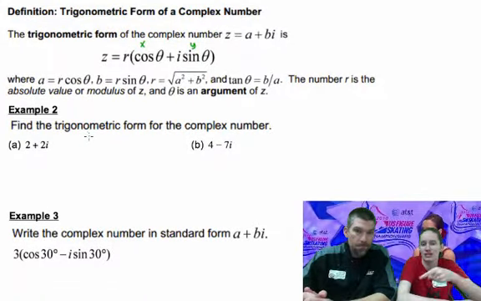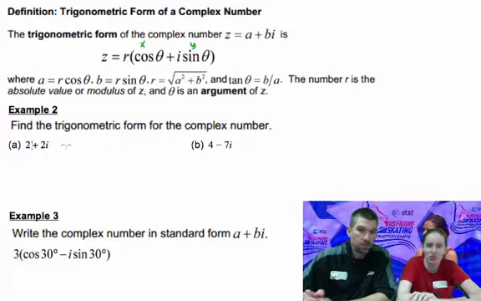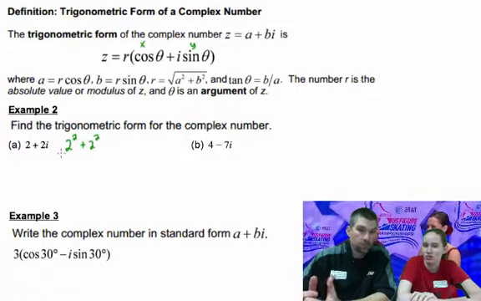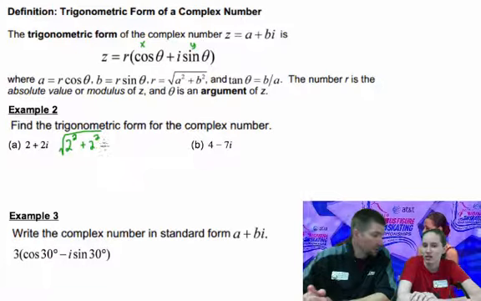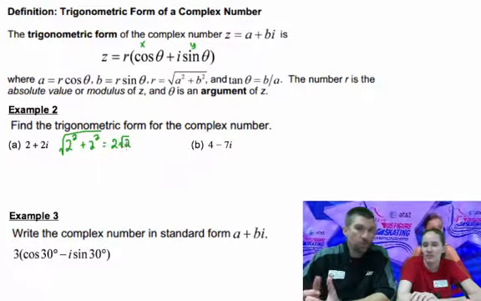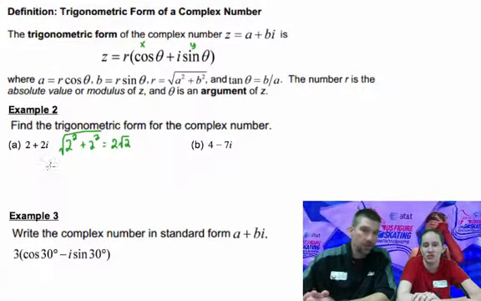But here's the deal. We're going to find some trigonometric forms of complex numbers. Let's do it. So 2 plus 2i, we can easily figure out what the modulus of that is. 2 squared plus 2 squared, 4 plus 4, square root of 8, or 2 square roots of 2. Or square root of 8 would be acceptable. We're not grading reducing radicals with this particular item.